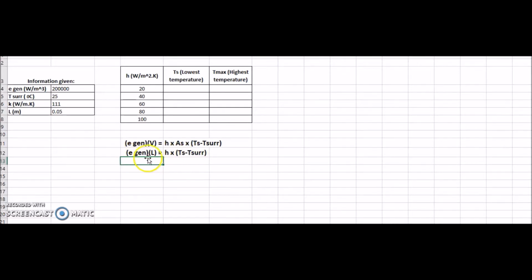Since we already have all the parameters except for Ts, we will just keep Ts as unknown and start finding the value of Ts using different values of H. In order to do that, first you have to take the heat generation, which is this value, multiply it with this value, and divide it by h, which is this value, and then you add the T surrounding to this whole expression.